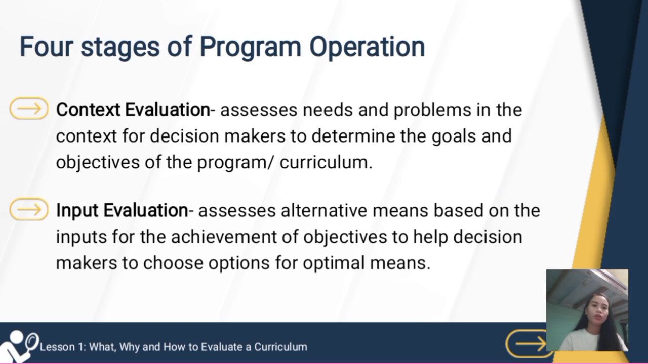So by the way, this CIPP model is a structured way to assess a certain curriculum or a program. So there are 4 stages. So first is the context evaluation. It assesses needs and problems in the context for decision makers to determine the goals and objectives of the program or curriculum. So here in context evaluation, it is all about understanding the needs.